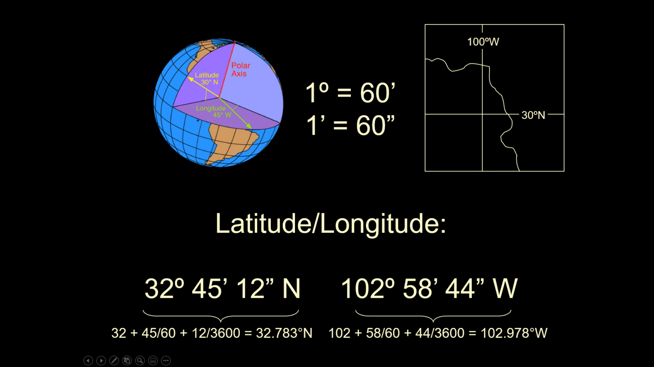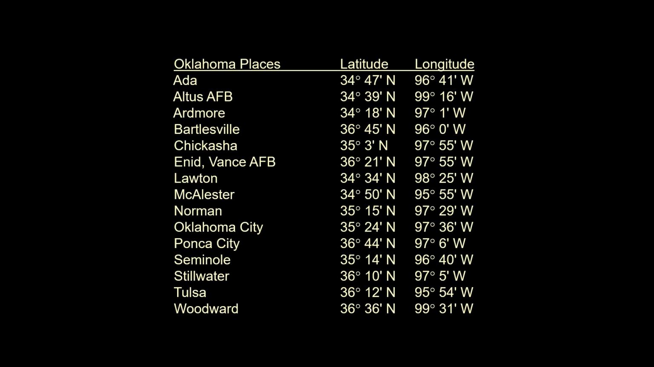So a decimal degree is just another way of representing degrees, minutes, and seconds. And just for fun, here's some. I just put on the degrees and minutes for some places in Oklahoma. So here we have Stillwater. We're roughly 36 degrees, 10 minutes north latitude, 97 degrees, 5 minutes west. So remember, you have to add the N and the W, so don't forget.